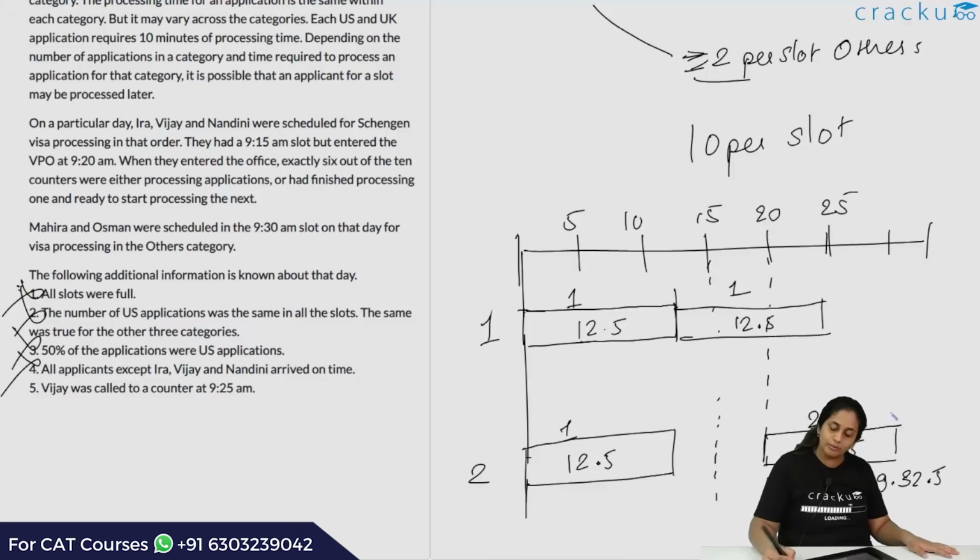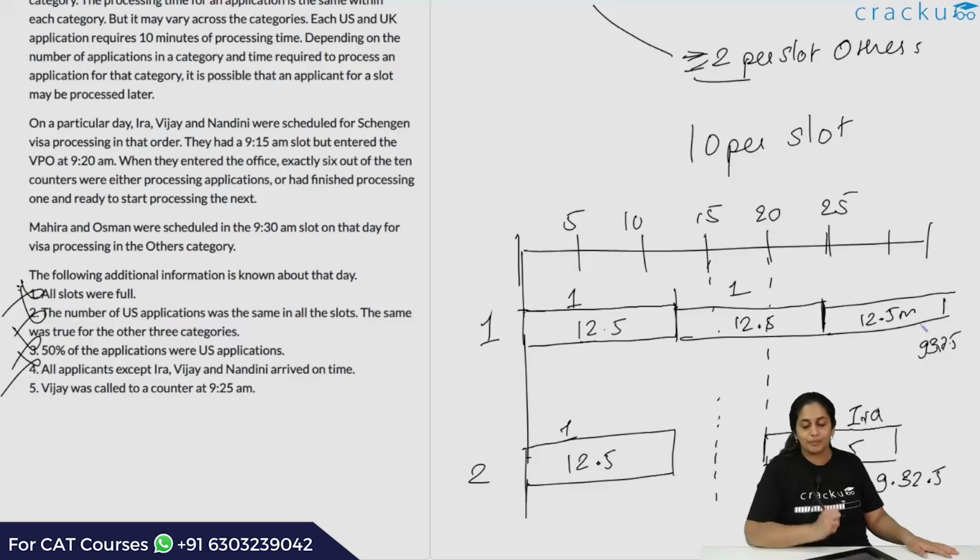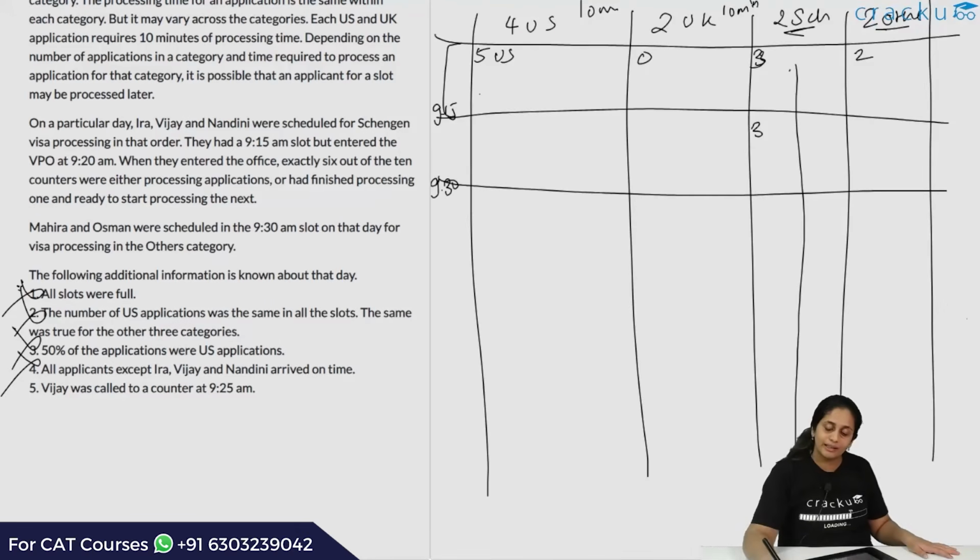This is slot number 2. This is Ira. This is Vijay, who would come in over here, and his application would finish at 9:37.5, that is after another 12.5 minutes. Which means that from the fact that he is called at 9:25, I can infer that the Schengen application is taking 12.5 minutes per application.